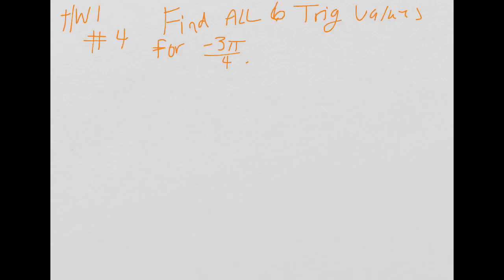It's 135. Over 4 means it's going to end in a 5 for sure. If it has a 4 on the bottom, it'll end in a 5. Those are the only ones that end in 5s, the ones that have pi over 4 on the bottom.